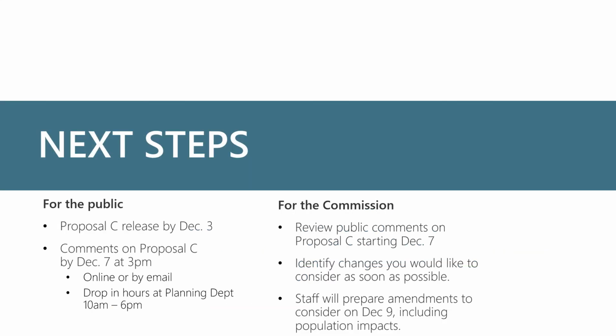I'm now going to talk through the details of what this means for the next 2 weeks as we prepare for Planning Commission's recommendation, currently planned for the regular Planning Commission meeting on Thursday, December 9th. Our goal is to release the next draft of both school board and council districts no later than Friday, December 3rd. This will be Proposal C. We will take comments on Proposal C until Tuesday, December 7th at 3 p.m., in line with our standard practice for public comments on commission items.